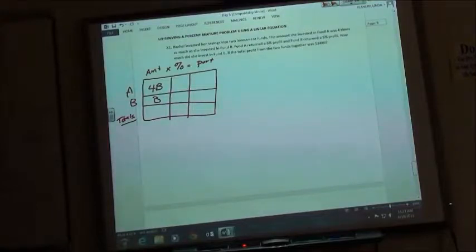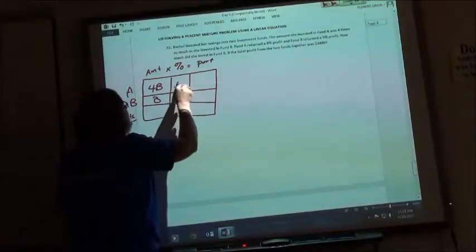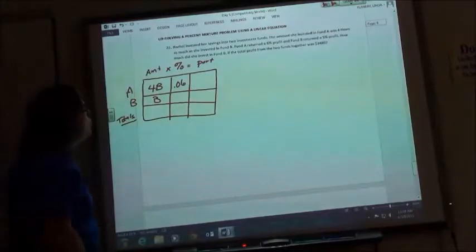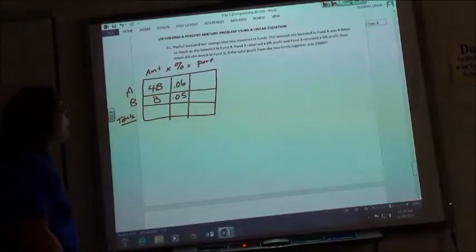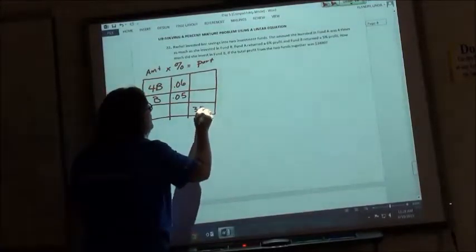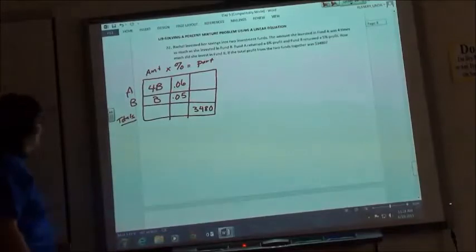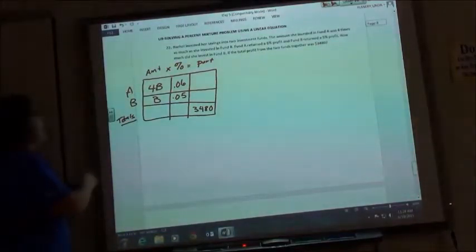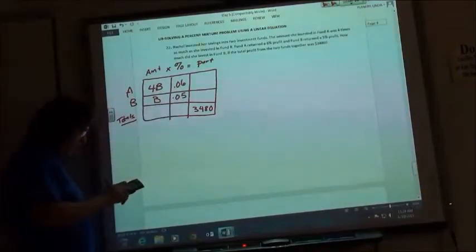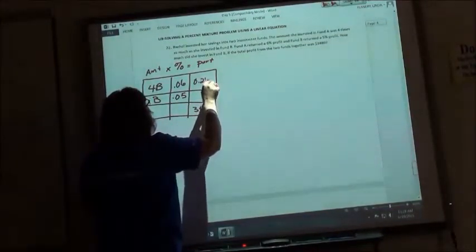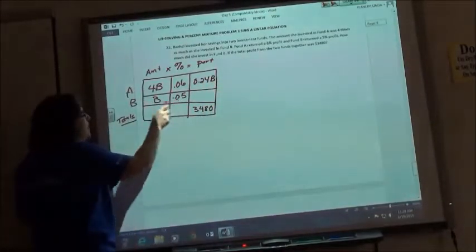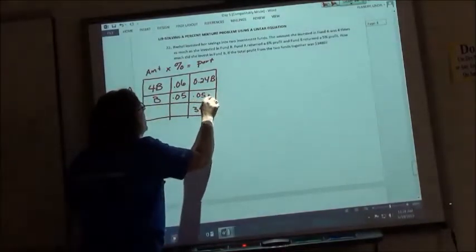The amount she invested in fund A was 4 times what she put in B, so 4 times B. Fund A returned a profit of 6%, so 0.06. Fund B returned a profit of 5%, so 0.05. We know that the total profits together was $3,480. So, if I take 4B times 6%, 4 times 0.06 is going to give me 0.24B. If I take 5% times B, I'm going to get 0.05B.